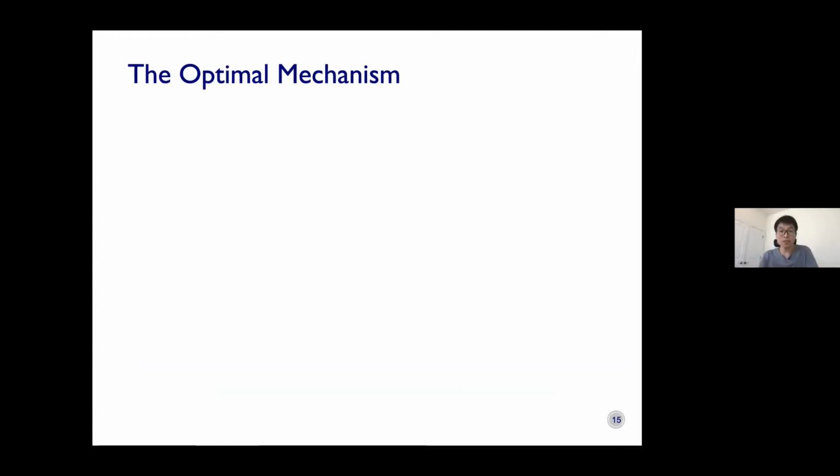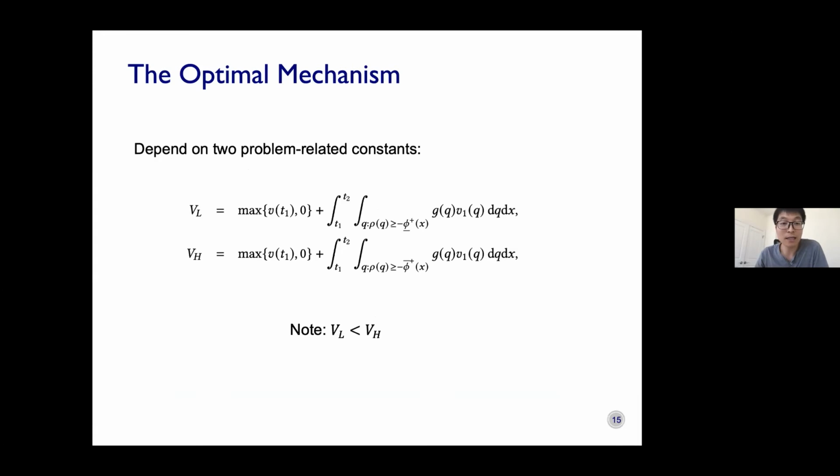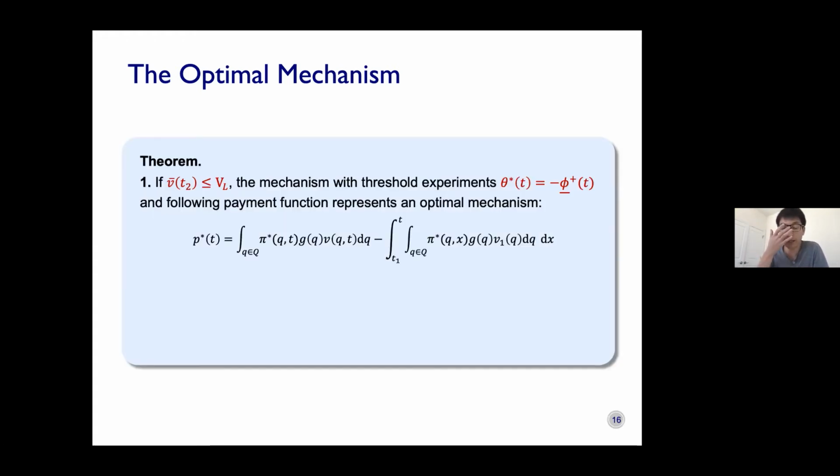Okay, so now we're ready to state the optimal mechanism. It turns out that the optimal mechanism depends on two problem-related constants, which I call V_low and V_high. I'm not expecting you to look at the constants. They don't have a nice interpretation, so it's not particularly important. The only thing to note is V_low is always less than V_high. Okay, so then the optimal mechanism has the following format. It depends on how large V̄(t₂) is. Recall that V̄ is the buyer's expected utility for action 1 without any additional information. So it's like a benchmark utility.